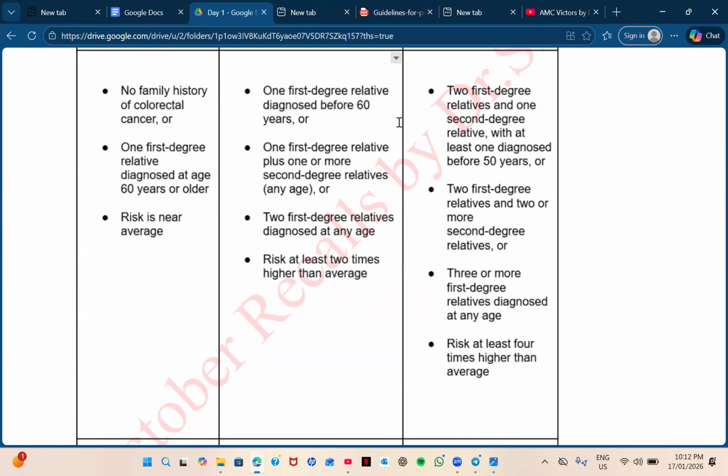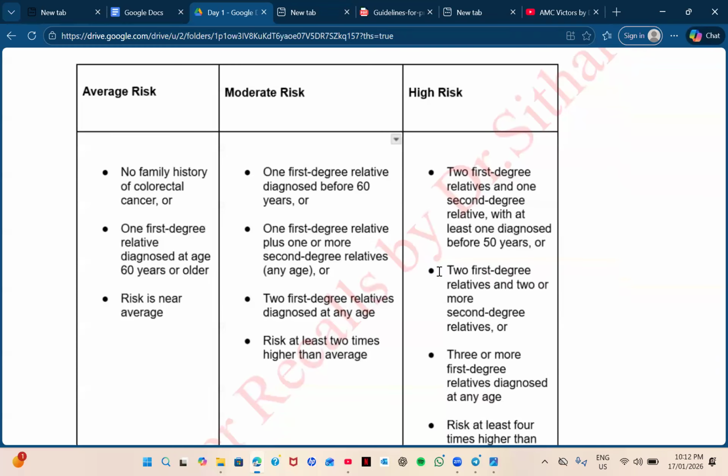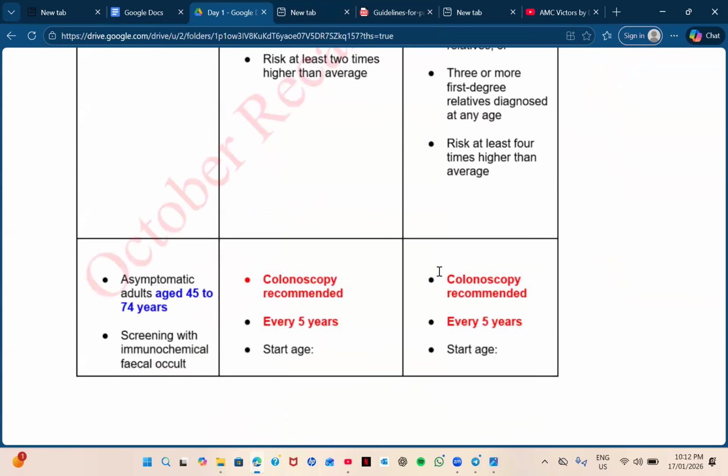So these are the higher risk people. So these are the three categories. So let's check what we can do for these people.